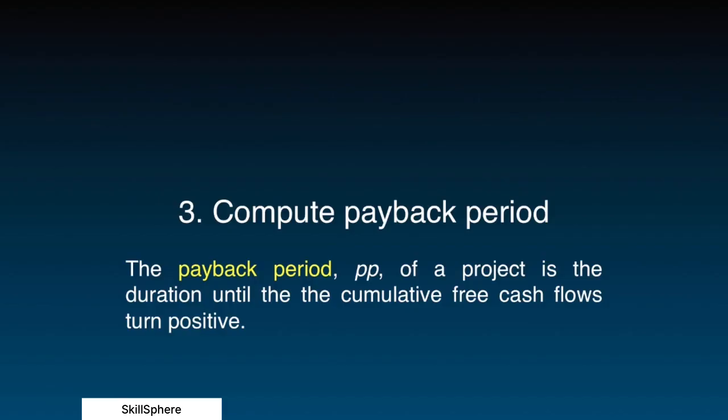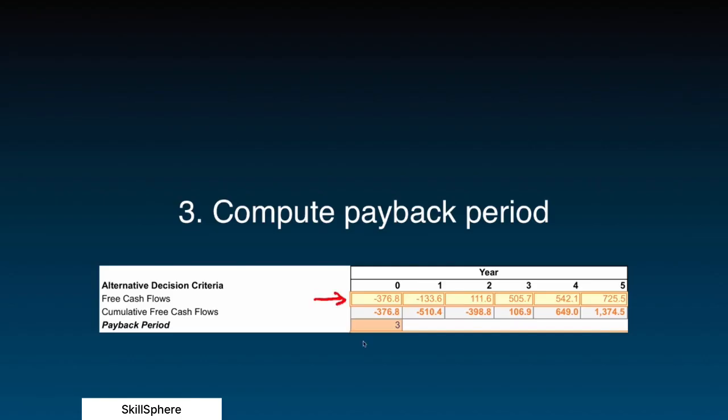The third thing we can do with our free cash flows is compute a payback period, which is the duration, or the time, until the cumulative free cash flows turn positive. So let's look at our project. Here are our free cash flows. I'm going to accumulate them year over year. So this negative 510.4 is just the 376.8 in year 0 plus the negative 133.6 in year 1, and on for years 2 through 5. Then I look at the cumulative free cash flows and ask, when do they turn positive? Well, they turn positive right here in year 3. So our payback period is year 3. We turn cash flow positive in year 3.